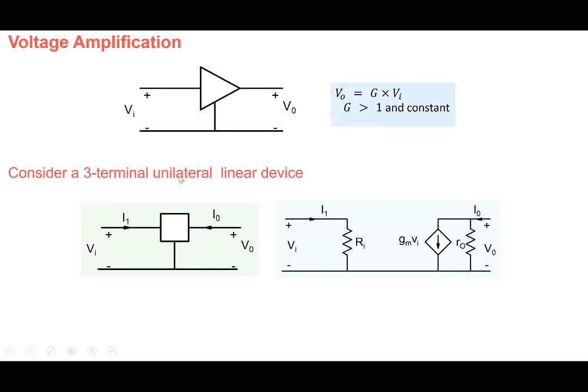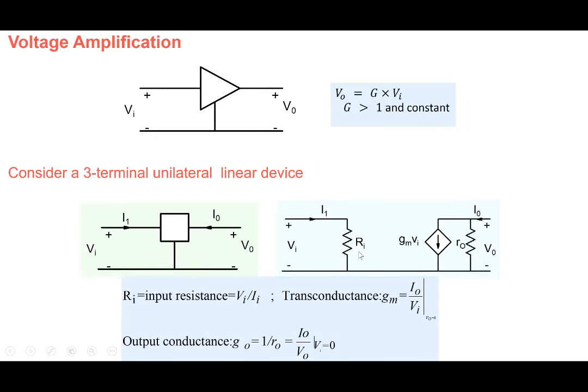But because we have said that this is a unilateral device, there is no element which depends on the output voltage on the input side here. So the input side can be simply represented by a resistor Ri here. And we are saying that this is a linear device, so Ri, Gm, R0, these are all constants. And therefore, the relationships between current and voltage here, or between I0 and Vi, are all linear. So this three-terminal unilateral linear device could be represented in this particular form here.